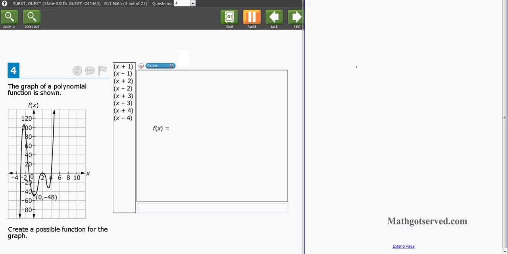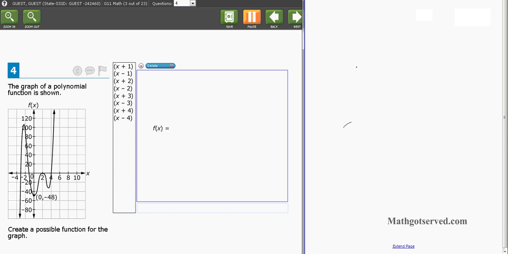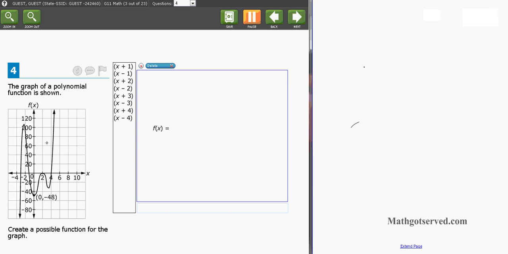All right, let's take a look at question number 4. So for question 4, we have a polynomial function that's graphed here, and we are asked to create a possible function for the graph. All right. So what we're going to be looking at here are the zeros. Okay, we're going to use the zeros to generate the function for the graph.